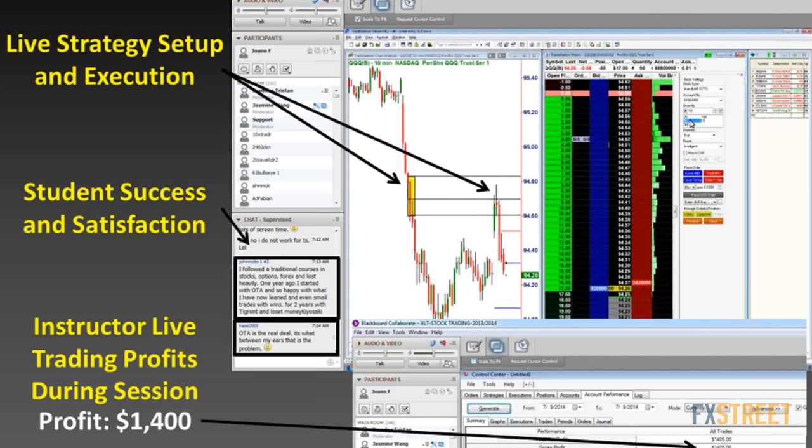And just remember, all the trades I'm showing you here are all real trades with real money, real account. These are not hypothetical returns or demo accounts. You don't have to worry about that.